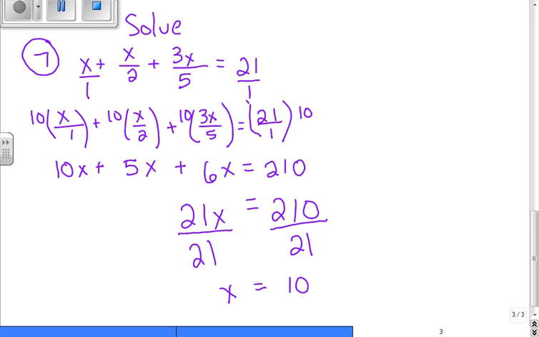You can always check your answer by plugging it back in. 10 divided by 1 is 10. 10 divided by 2 is 5. 10 times 3 is 30. 30 divided by 5 is 6. So that would be 10 plus 5 is 15 plus 6 is 21. Well, 21 equals 21. So we did well there.